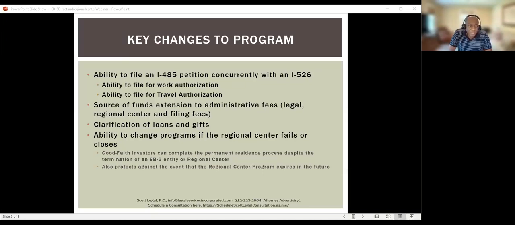Some other changes that aren't on the slide are under the direct investment program. Before March, you used to be able to pool investors. So you could say, well, 3 people are going to invest $800,000 for the same business, let's assume it's in a TEA, and then we're going to apply for 3 green cards. But now, unfortunately, the new rule says that you can only apply for 1 green card per business under direct investment. So that was a big change.